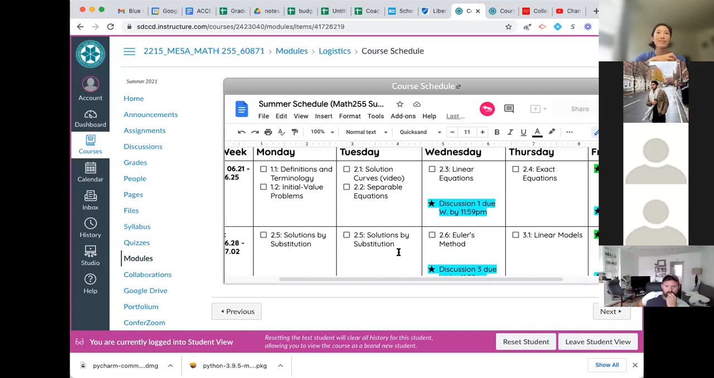Everything is, of course, ballpark. So we may or may not get to things on any given day. I know we still have a little bit to finish up from yesterday, but I did want to remind you that in particular, this 2.1 solution curves, I did post a video as well as notes for that.